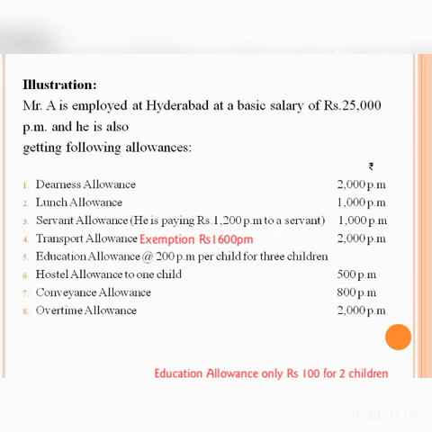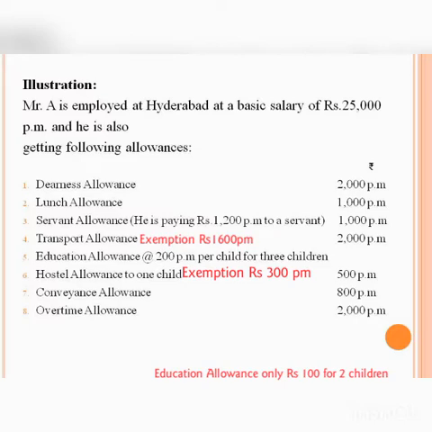Now, hostel allowance. Hostel allowance also is the same thing. It's only meant for 2 children, but here they have mentioned only 1 child, so we'll stick to 1 child. When it's lesser than 2, it's fine, 1 child. And hostel allowance exemption is only 300. They have received 500, but there is an exemption of 300 for 1 child.